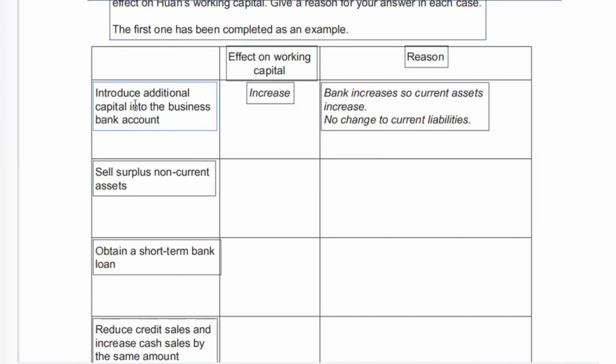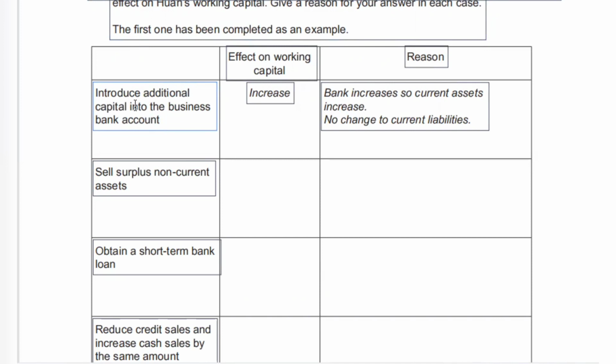Then we have sell surplus non-current assets. As we sell non-current assets, for example, if we sell surplus non-current assets in cash, so cash or bank would increase and non-current assets will decrease. There is no entry of the capital, so there will be no effect on the working capital. In this question, you have to make the journal entries, and then you'll see if the capital comes in the journal entry, there will be an effect on the working capital. If there will be no entry of the capital, it won't be affecting any working capital.